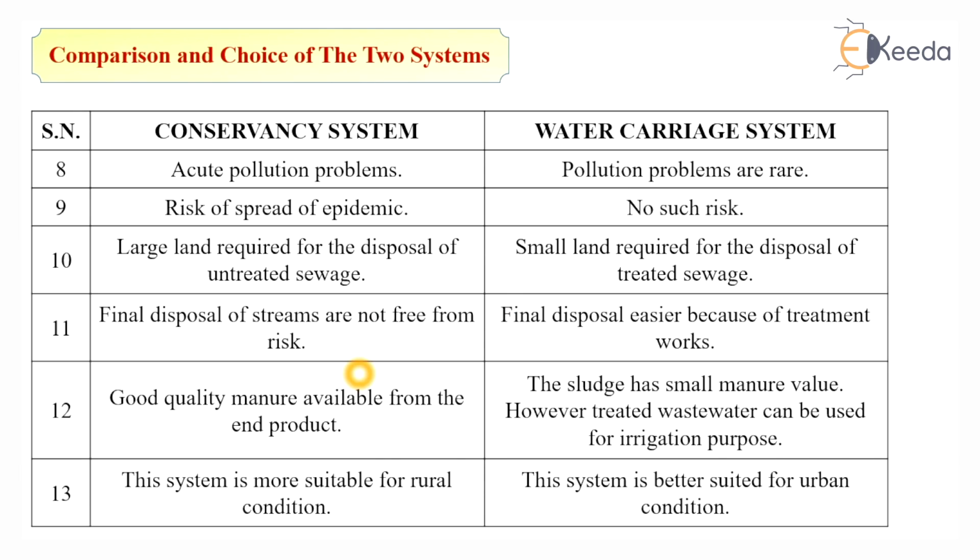In conservancy system, good quality manure is available from the end product. And in water carriage system, the sludge has small manure value. However, the treated wastewater can be used for irrigation purposes. Conservancy system is more suitable for rural conditions and water carriage system is better suited for urban conditions.